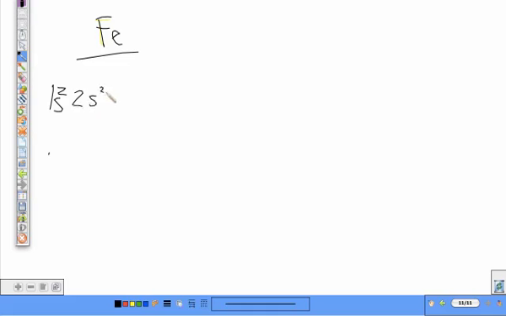And what comes after that? 2p, and then 1, 2, 3, 4, 5, 6. So 2p6 comes after 2s. Then 3s, 2. What comes after 3s? 3p, 1, 2, 3, 4, 5, 6.